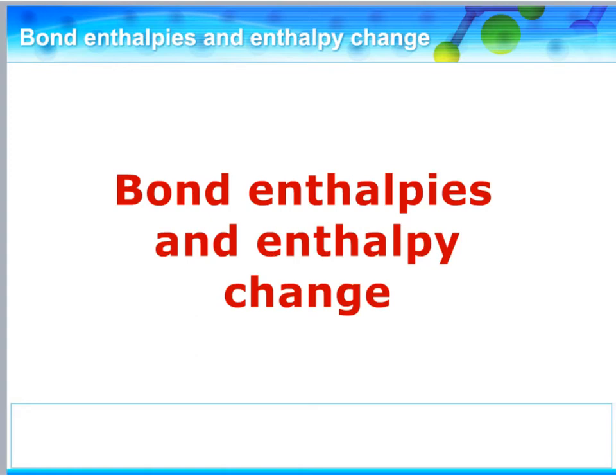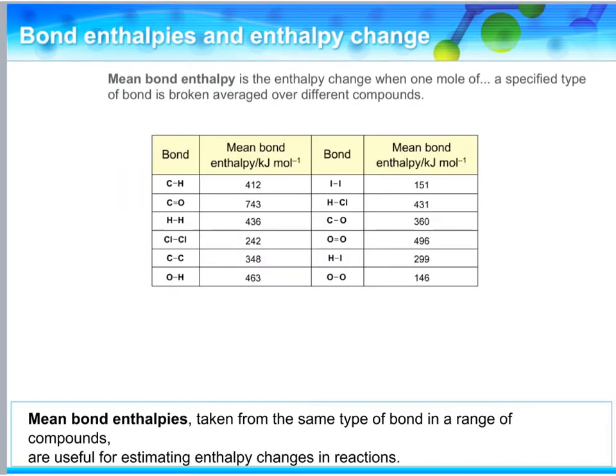So now we're going to look at how we can use something called bond enthalpies or average bond enthalpies and apply Hess's law to calculate enthalpy changes for reactions. So if we look at the definition of mean bond enthalpy, the definition is the enthalpy change when 1 mole of a specified type of bond is averaged over different compounds.